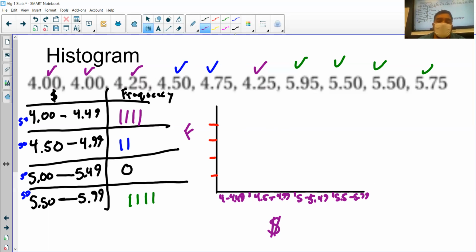All right, anyway, wait, let me finish. Okay, so for this one, how often did 4 to 449 happen? 4, so we're gonna make it 4 high. In a histogram, the bars actually touch, so we'll just make it from here. So this one from 4.5 to 499, it happened twice. So we're gonna make it height of 2.